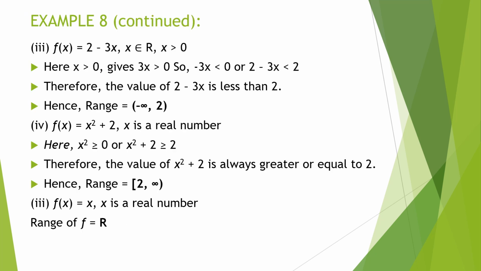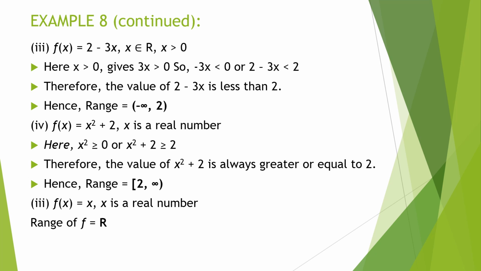Next function is f(x) = 2 minus 3x, x belongs to R and x greater than 0. We have to find the range. Now x greater than 0 is given. So 3x is also greater than 0, and minus 3x will then be less than 0. So when you add 2 on both sides, 2 minus 3x will be less than 2. Therefore, the value of 2 minus 3x will always be less than 2. So the range will be minus infinity to open interval 2.